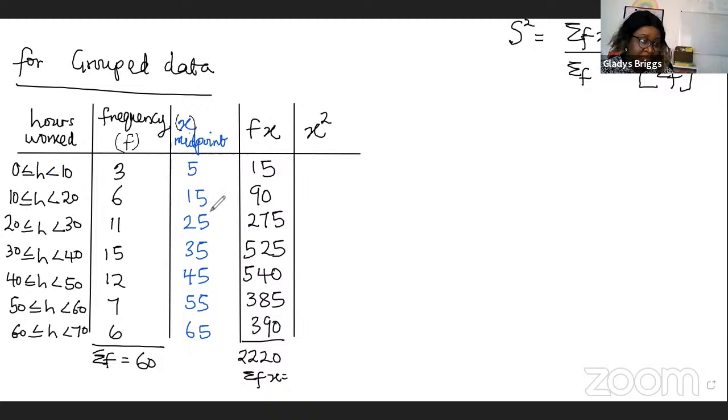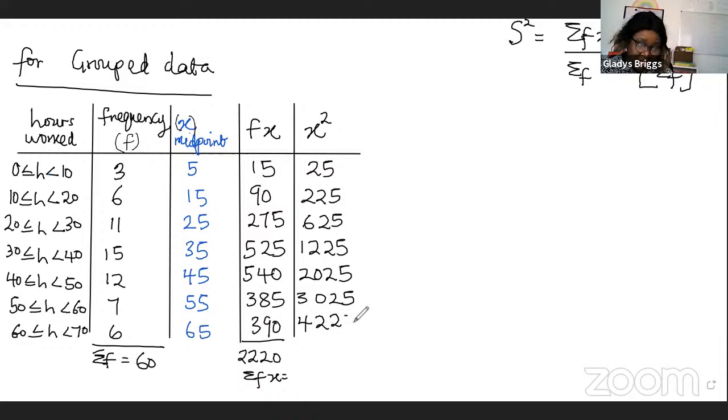X squared would be 5 squared is 25. 15 squared is 225. 25 squared is 625. 35 squared is 1,225. 45 squared is 2,025. 55 squared is 3,025. 65 squared is 4,225. Guys, can you check now for me and verify my calculations?